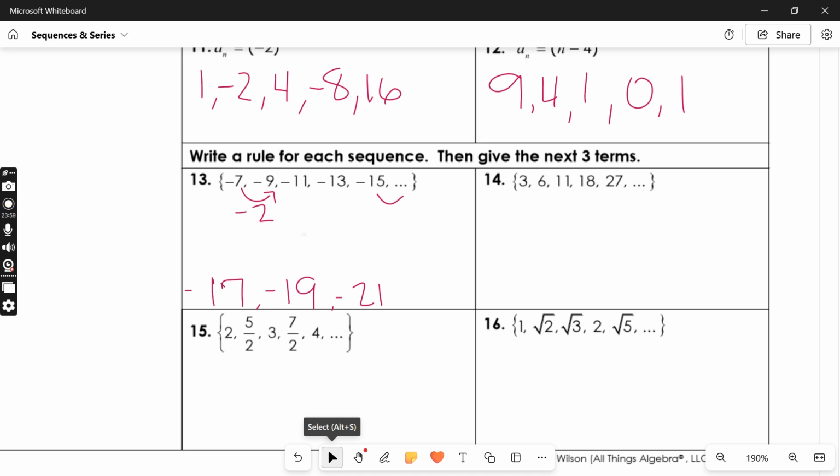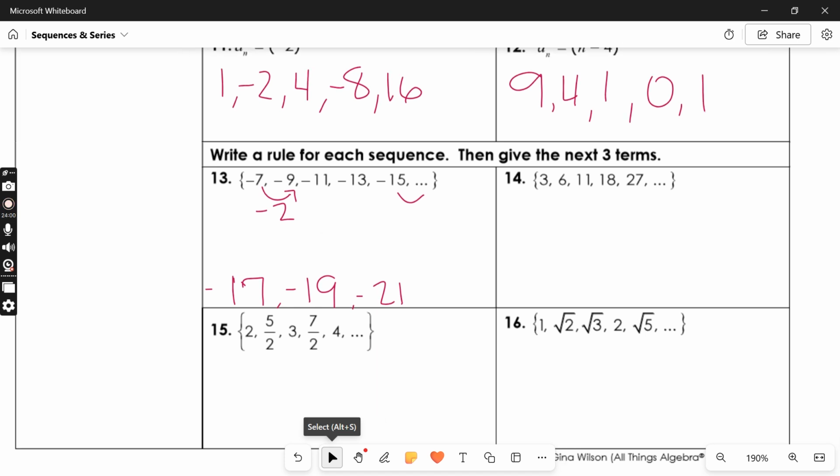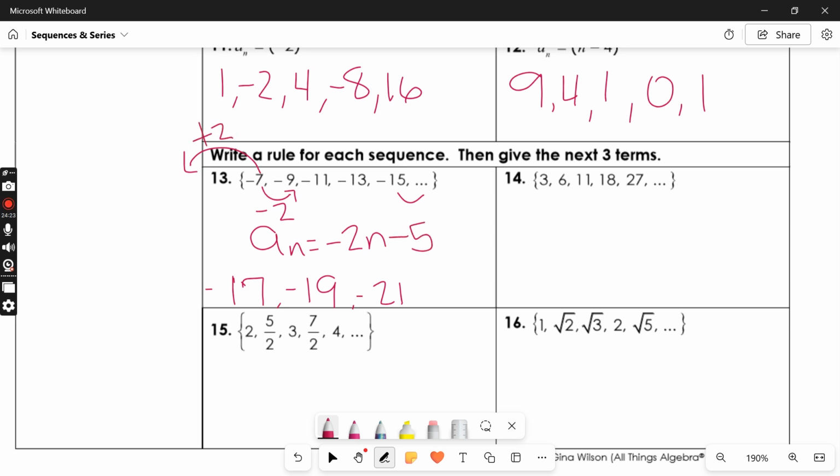So I'm going to have an equals. This particular one, since I'm just subtracting the same number each time, I'm going to say negative 2n, and then I'm going to go the opposite way for just a second. The opposite of subtracting 2 would be to add 2, so this would be minus 5. Okay, and that's because you can do that as long as you're either adding the same thing each time or subtracting the same thing each time.